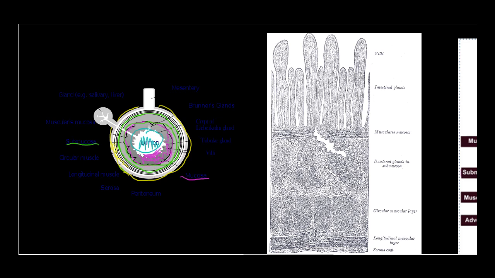So the muscularis externa includes a circular muscular layer, which is more towards the lumen. It's closer to the lumen, and this circular layer, as it suggests, is circular. It goes around the entire structure, and then there's a myenteric nerve plexus, and then there's a longitudinal muscle layer. Let me just clean this up. This is kind of messy.